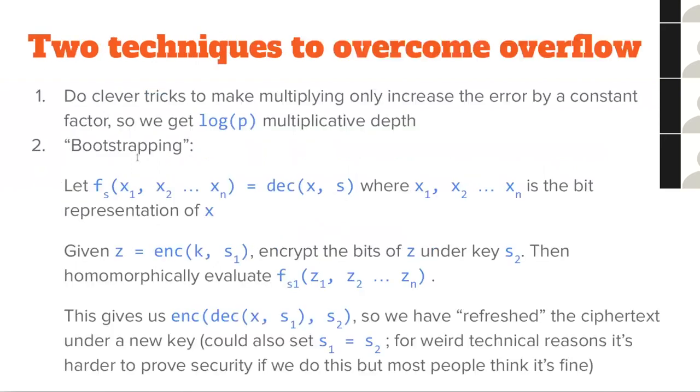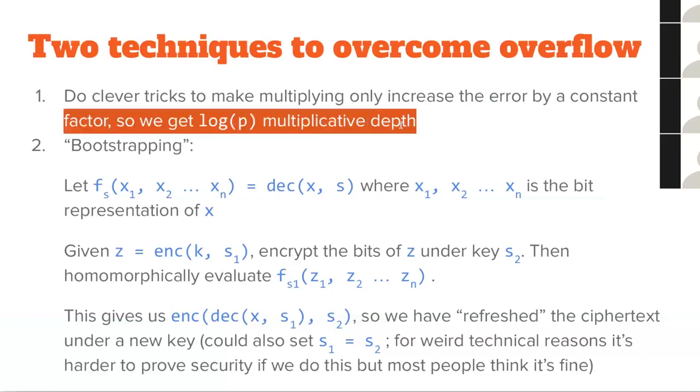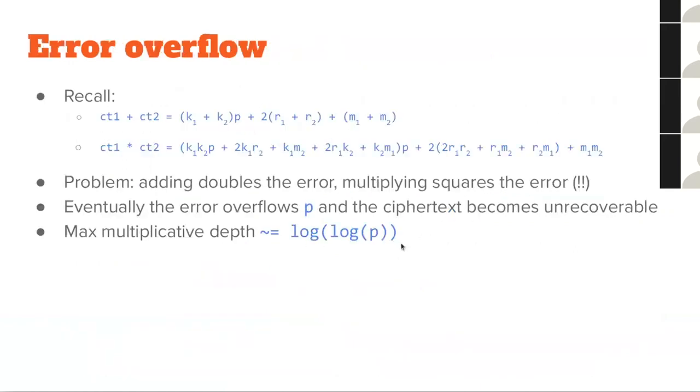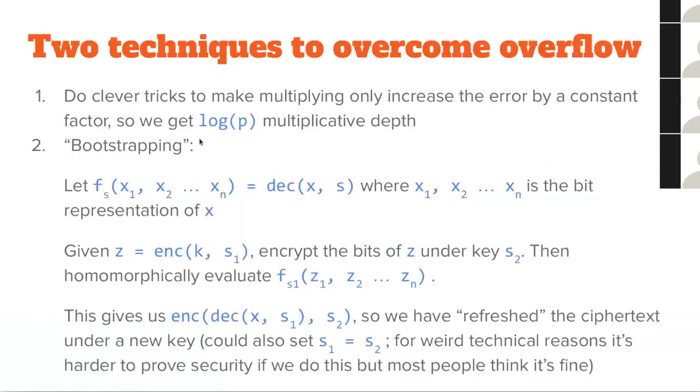So how do we overcome this overflow problem? There are 2 general categories of solutions. The first category is that we do clever tricks to make multiplying only increase the error by a constant factor. And so instead of having log log p, or log of the number of bits of p, multiplicative depth, you actually do have a log p multiplicative depth. So the multiplicative depth is proportional to the number of bits in p.